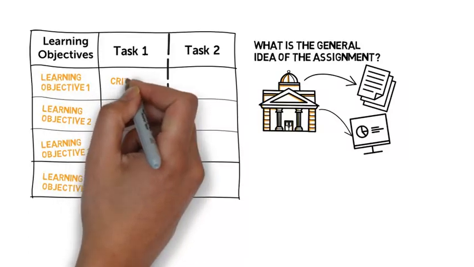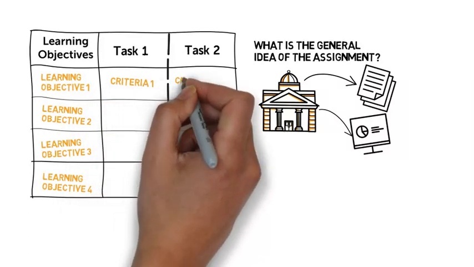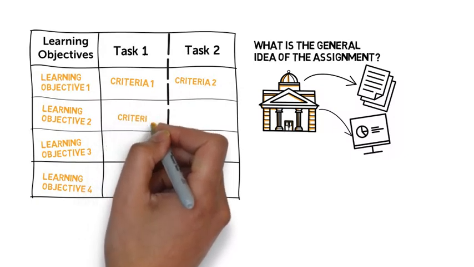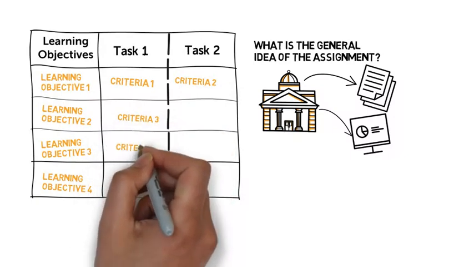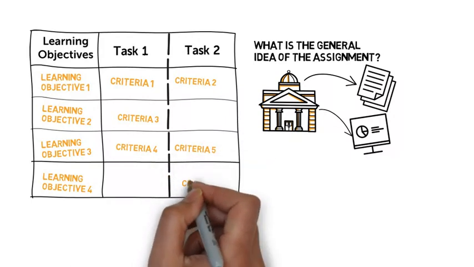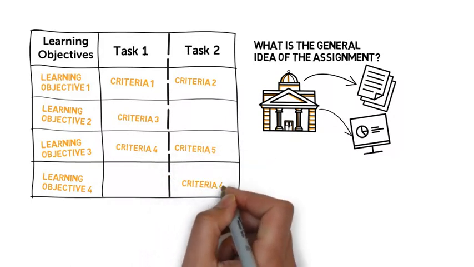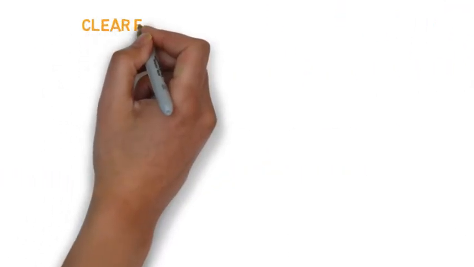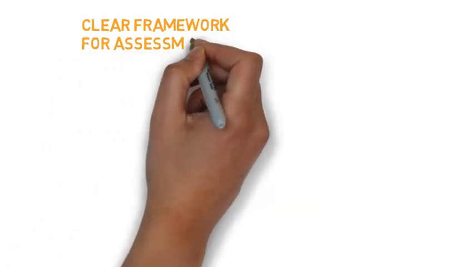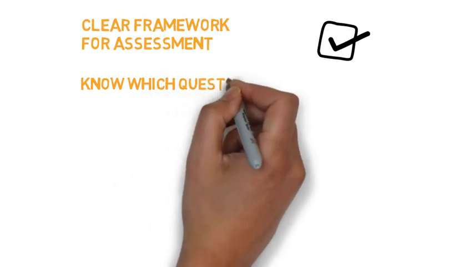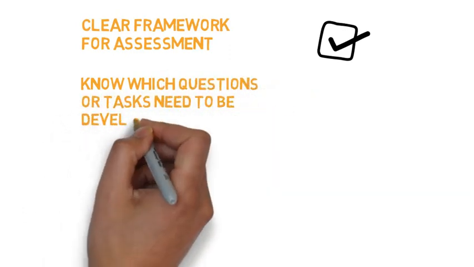Now, start formulating the grading criteria you will use to judge students' mastery of each learning objective based on their product or performance. List these criteria in the appropriate cells. If relevant, you can specify which criteria will be used to assess each sub-assignment or task. When you have completed the assessment matrix in one of the two ways we have described, you have created a clear framework for your assessment. You now know exactly what questions or tasks you need to develop.